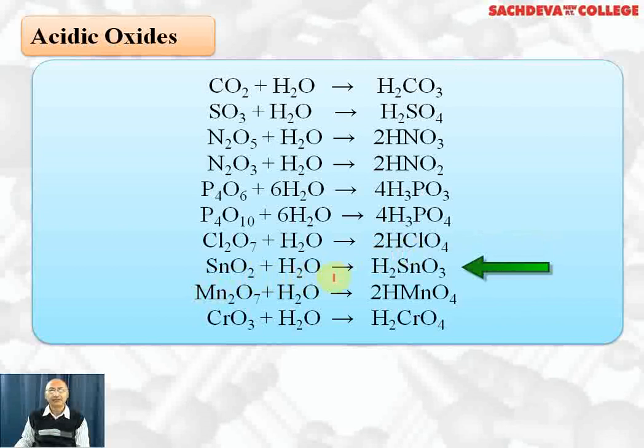SnO2 dissolves in water forming stannic acid, H2SnO3. It is also called metastannic acid. Mn2O7, in which manganese is in highest oxidation state, although manganese is a metal, in highest oxidation state forms manganic acid after dissolving in water, HMnO4. Formula is similar to KMnO4. CrO3, when dissolved in water, gives H2CrO4.